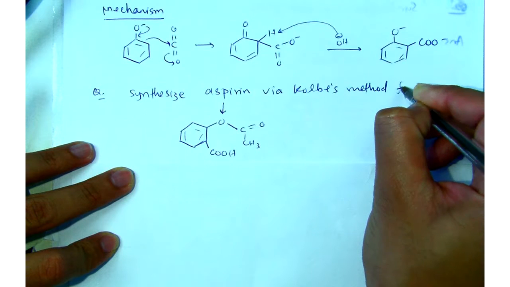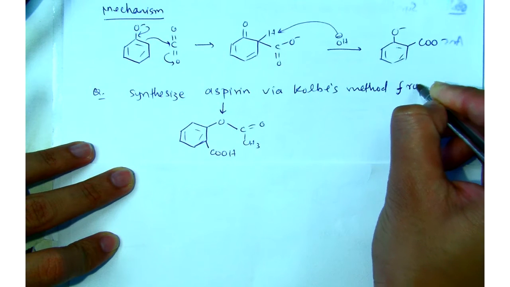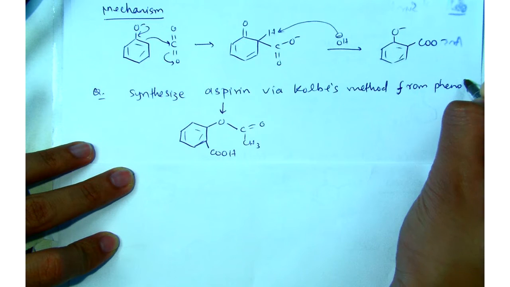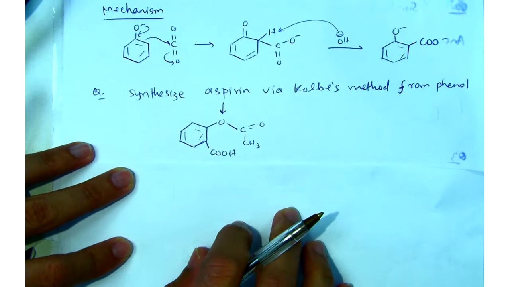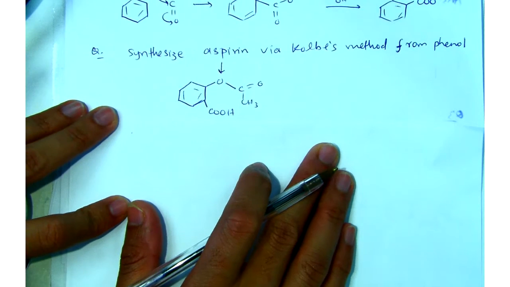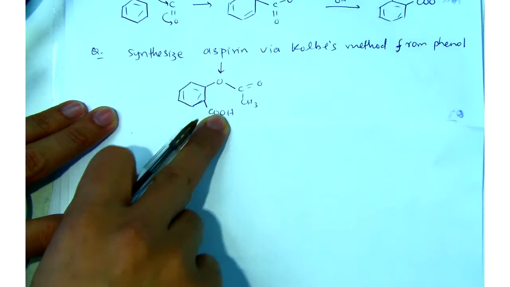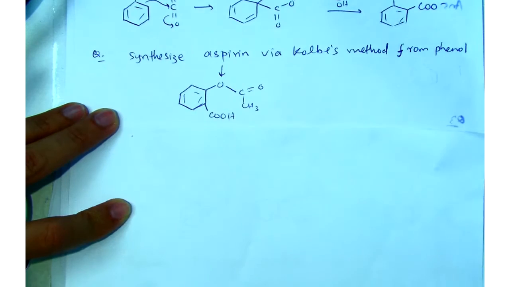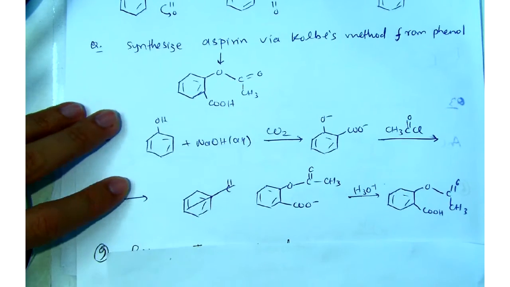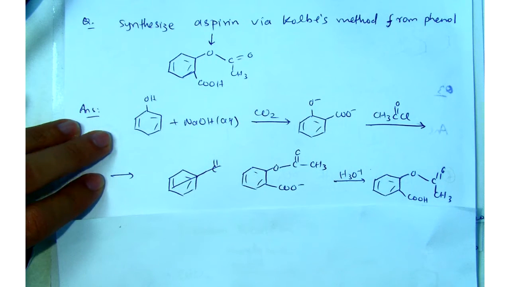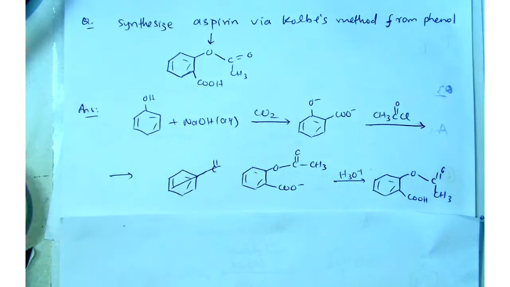Yeah, correct. So the first part is Kolbe's method. Make salicylic acid, and on that you add CH3COCl or anhydride. Fine. So maybe in the board exam also it can be asked like this, right? Synthesize aspirin.